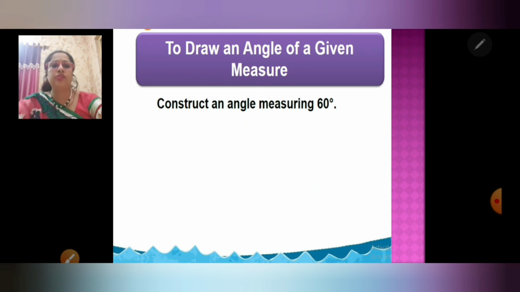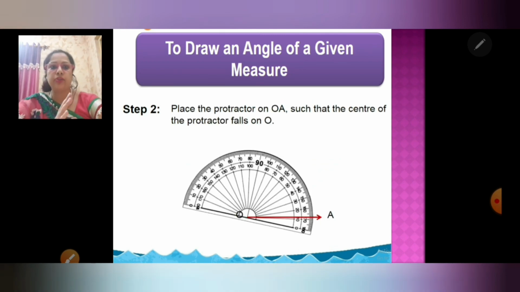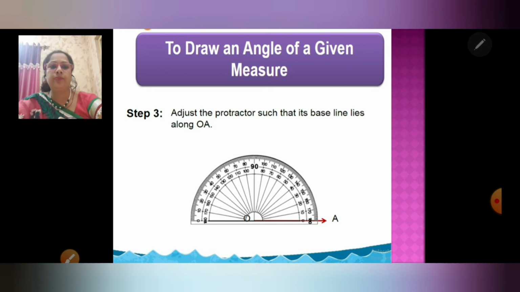Now let's construct the angle 60 degree with the help of a protractor. The steps which we need to follow are, first you have to draw a line that will be our baseline and place a protractor on OA, that is baseline, such that the center of the protractor falls on O. Then the next step is adjust the protractor such that its baseline lies along OA.